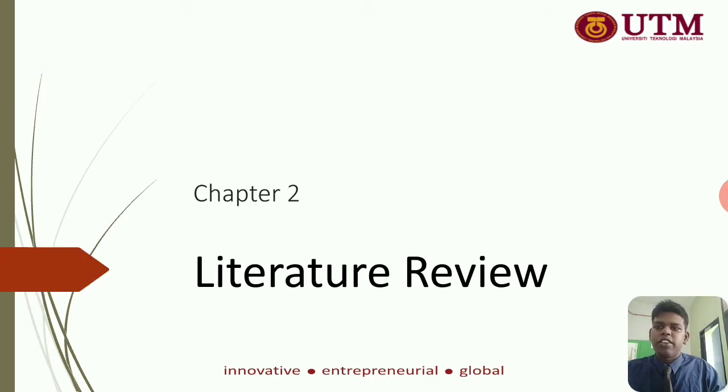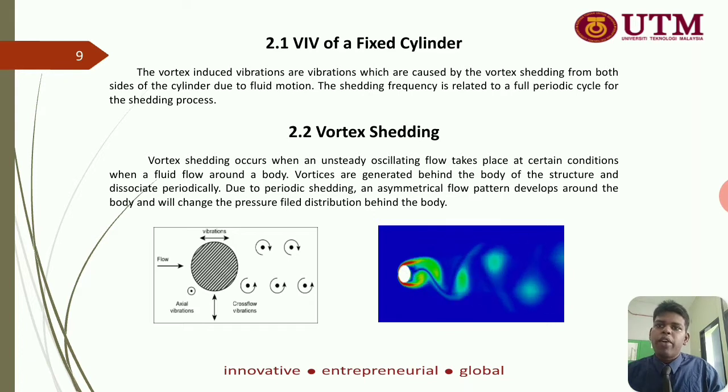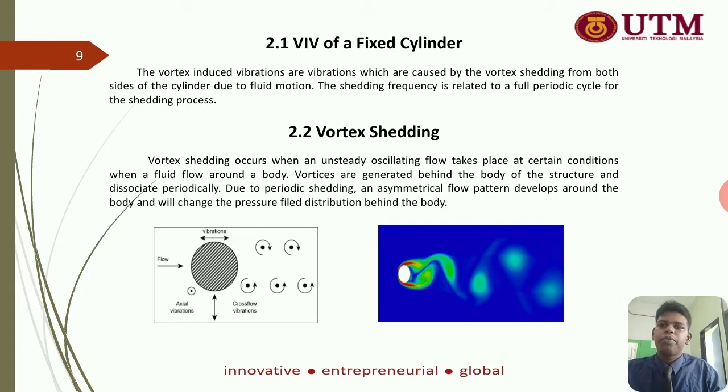Chapter 2 is on literature review. VIV of fixed cylinder. The vortex induced vibrations are vibrations which caused by the vortex shedding from both sides of the cylinder due to fluid motion. The shedding frequency is related to a full periodic cycle for the shedding process. Vortex shedding occurs when an unsteady oscillation flow takes place at certain condition when a fluid flow around the body. Due to the periodic shedding, an asymmetrical flow pattern develops around the body and will change the pressure field distribution behind the body.